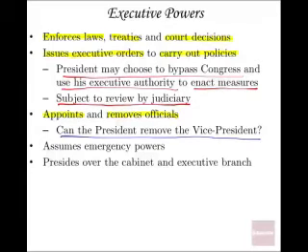And the president can just assume emergency powers. That's what Abraham Lincoln did during the Civil War, suspended habeas corpus. So there are a lot of things that the president can do that might be constitutionally sketchy, but for the good of the country, there's certain things that the president might be able to do. And again, the president presides over the cabinet and the executive branch, which we'll cover more specifically in terms of the bureaucracy in the next lecture.